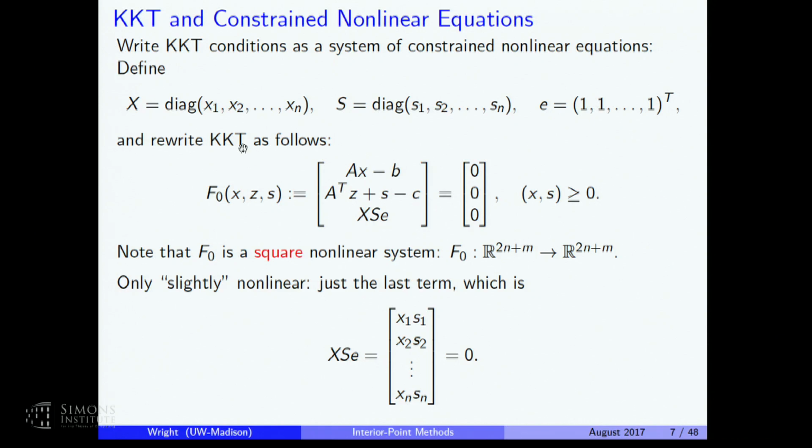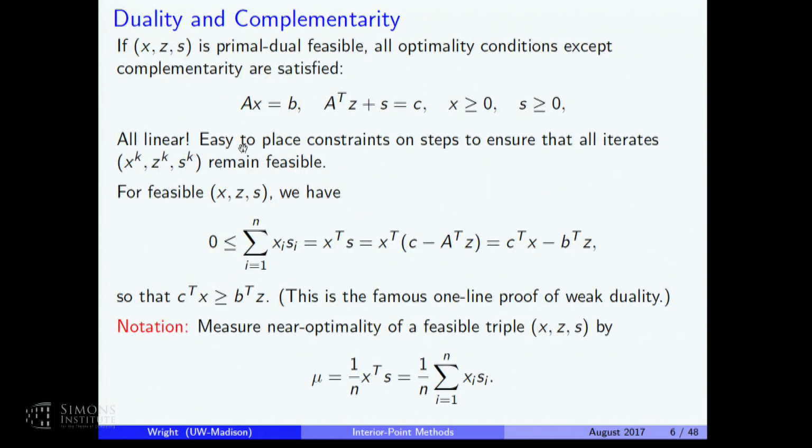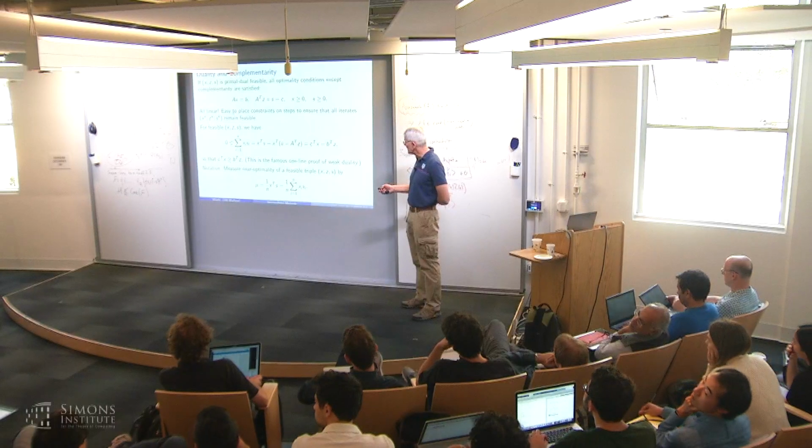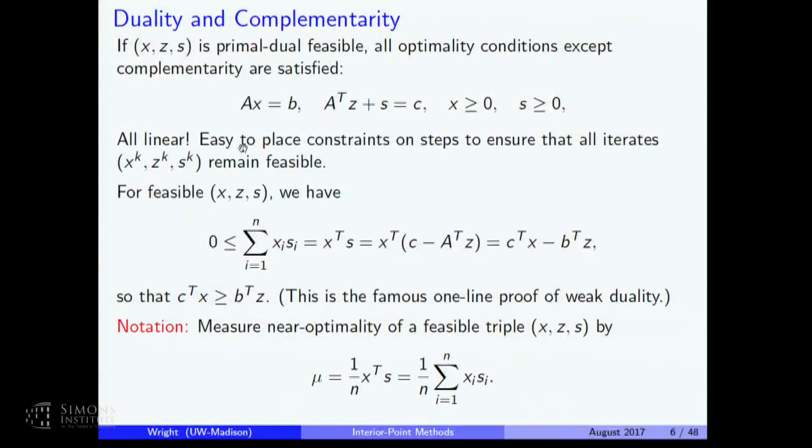Sorry, quick question. I mean, you could have measured also the difference between the dual and the primal objective function. Yeah, it turns out it's the same, right? Is the same as mu? No, it's n times mu. Okay, so if these points are all feasible, if these conditions are satisfied, that's exactly the same thing.